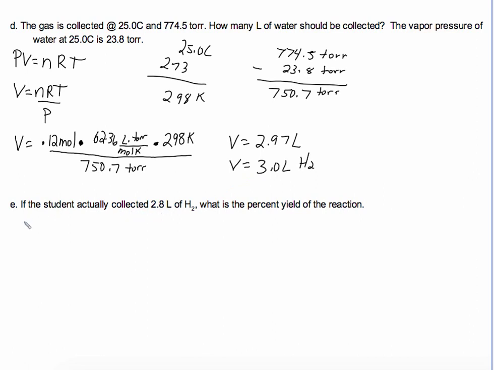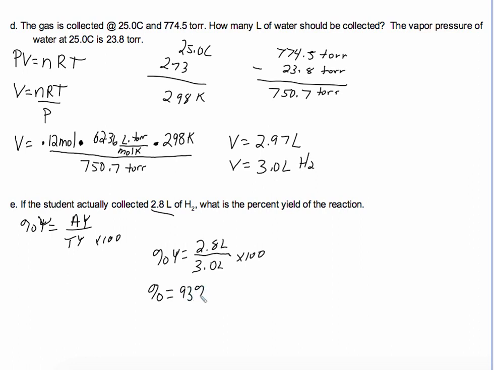Okay, the student actually collected 2.8 liters. What's the percent yield? So percent yield is equal to the actual yield divided by the theoretical yield times 100. And so the percent yield would be equal to 2.8 liters is what we actually got. That gives you that in the problem. Divided by the theoretical, that's what we calculated. And you take that times 100. And it ends up being about 93%.